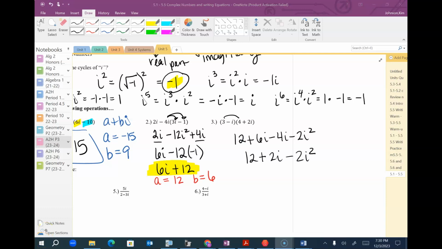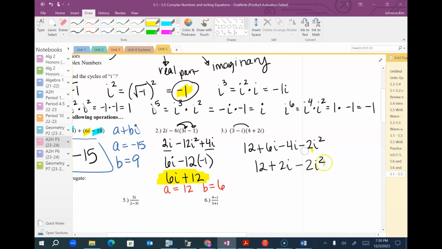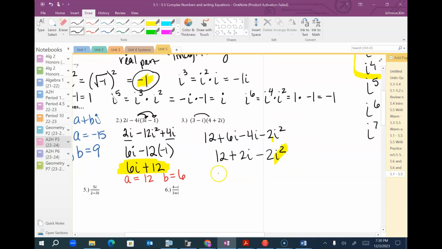Okay, so distributing gives me 12 plus 2i minus 2i squared. Again, I'm not allowed to leave i squared in my answer, so I'm going to go ahead and write that as 12 plus 2i minus 2 times negative 1. And that's really plus 2, so this will be 14 plus 2i. All right, final answer, 14 plus 2i.